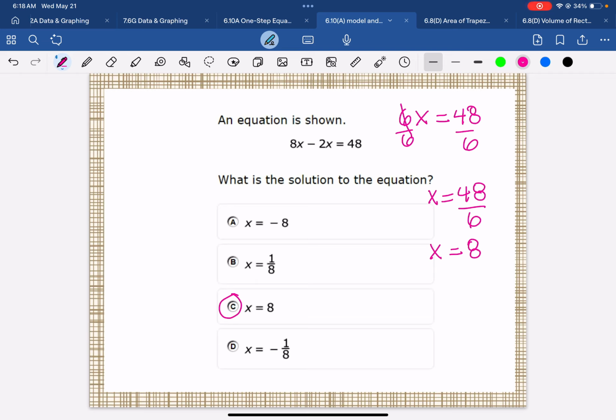You could go back and plug it in, and it will balance out. So you should never get any problems wrong on any equations. So 8 times 8 is 64 minus 16. And then 64 minus 16 is 48. So we verified that our solution is 8.